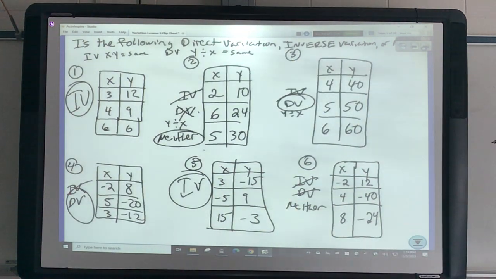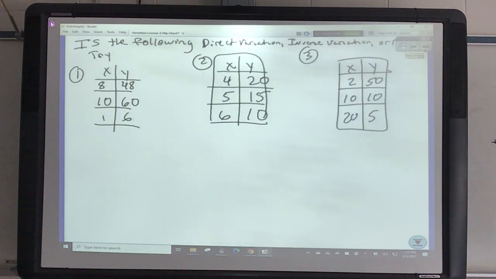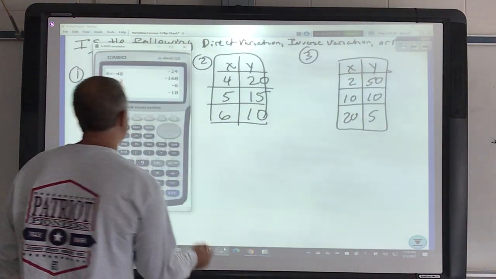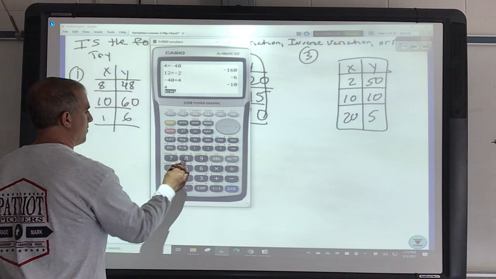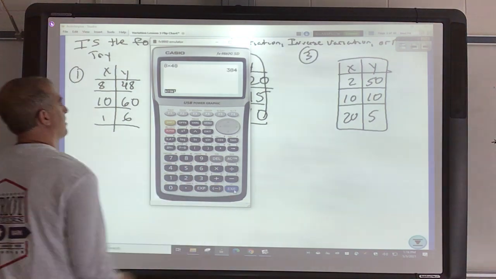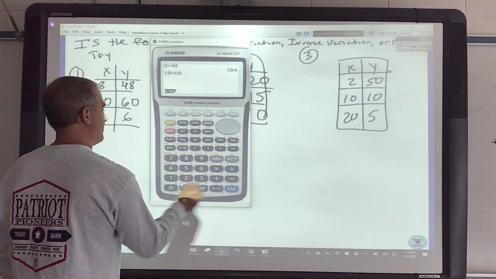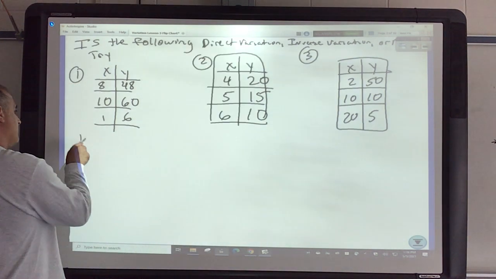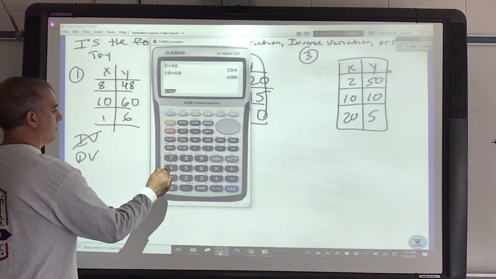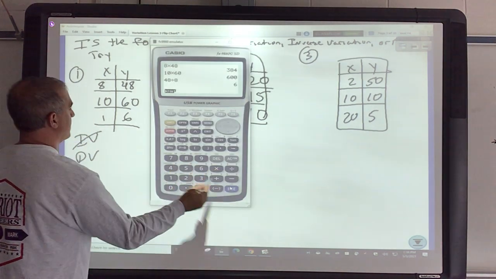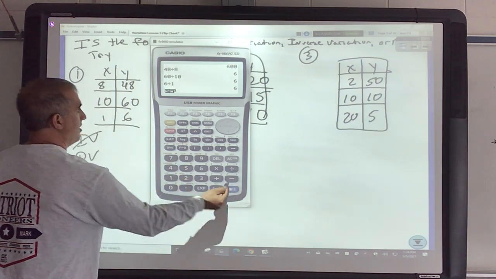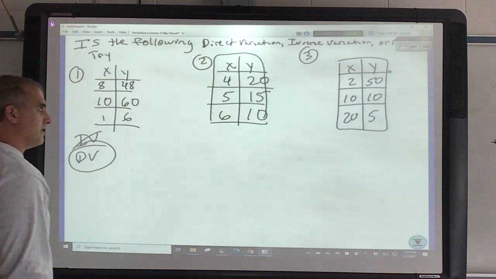Here are 3 for you to do. Go ahead and pause your video and figure these out. All right, for the first one, we can do 8 times 48, 384, 10 times 60. It's not inverse. Inverse variation is no good. Let's try direct variation. 48 divided by 8, 6. 60 divided by 10, 6. That's good. 6 divided by 1, 6. So this would be direct variation.